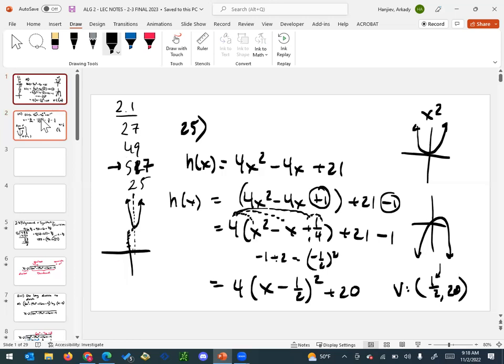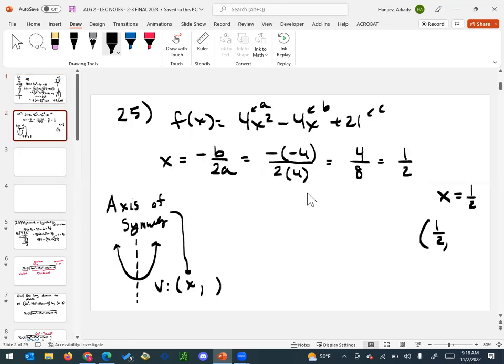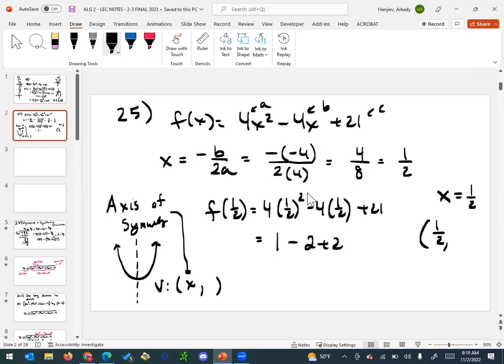Okay, and so someone said it here. So if I know the x coordinate, can I plug in to get the y coordinate? Absolutely. Let's do that here. So I'm going to put f of 1/2 inside here, makes 4 times 1/2 squared minus 4 times 1/2 plus 21. Let's see if we can do this quickly here. That's going to be 1/4. 1/4 times 1, that's just 1. Minus 2 plus 21, is that right?